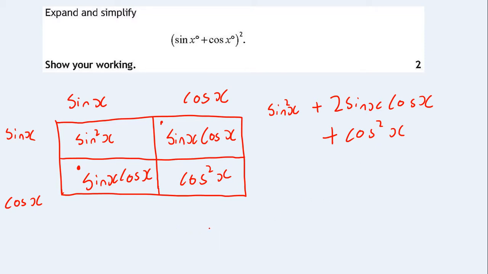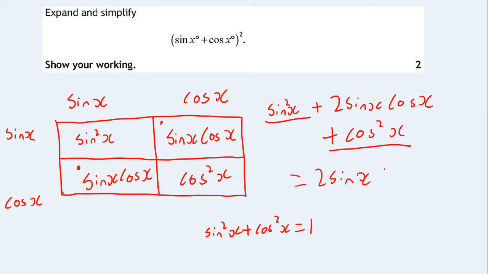And we know that sine squared x plus cos squared x is equal to 1. And so these 2 terms here can just be simplified to 1. So our final answer is going to be 2 sine x cos x plus 1. Again, that's just from sine squared plus cos squared is equal to 1.